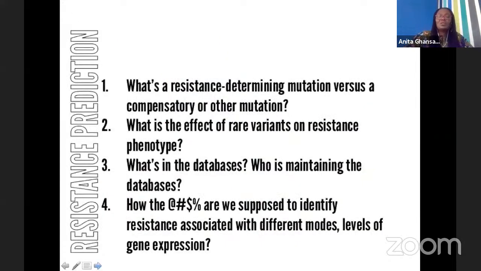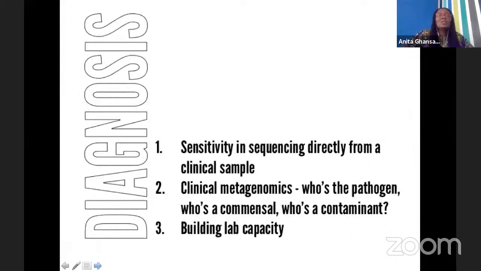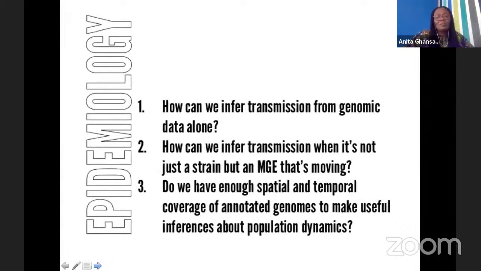Now, for drug resistance, we can also use pathogen genomics to predict resistance. There are many mutations in the genome. Some may be compensatory, but some may also lead to resistance. So you can look at which of the rare variants will predict a resistant phenotype. We can also use it for diagnosis. People are actually developing new diagnostic tools based on the sequences that we generate from pathogens. And then in epidemiology, we will use it to infer transmission from genomics data.